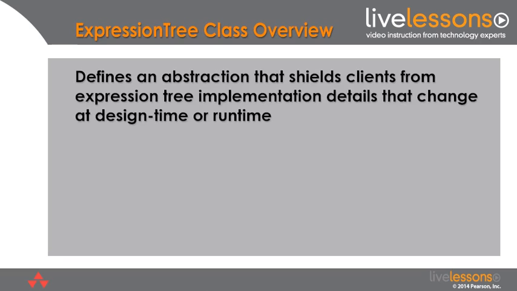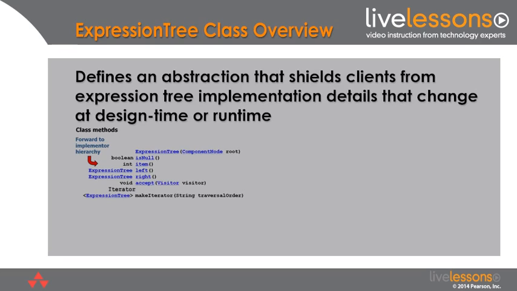The particular way we're going to implement this in Java is to define an expression tree class, which defines an abstraction that shields the clients from the implementation details of expression trees that may change at design time or even at runtime. There are a number of methods in this class. Some of the methods look very similar to ones we had earlier in the composite hierarchy: the item method, the left method, the right method, and so on. These are all forwarded down to the appropriate implementation method in the implementation hierarchy. Another method can be used to pass in the root of the implementer hierarchy so we can configure the expression tree with the appropriate composite hierarchy at runtime.